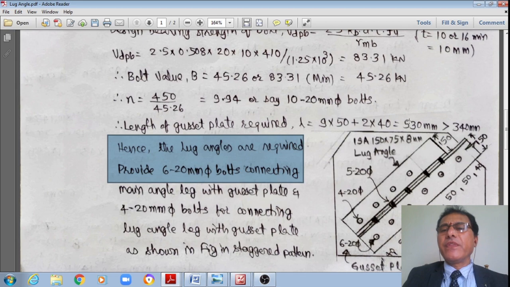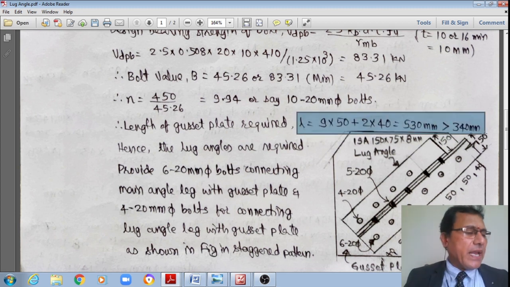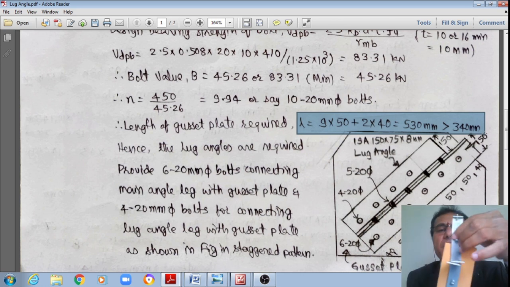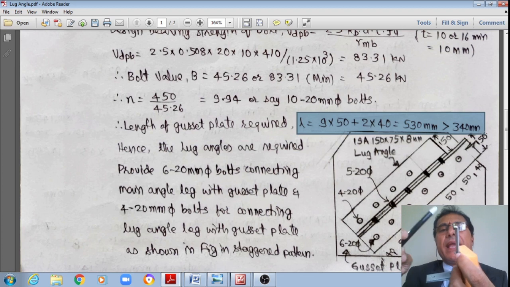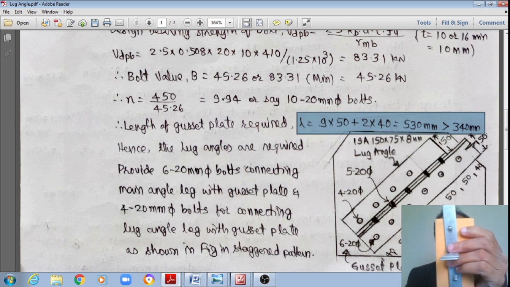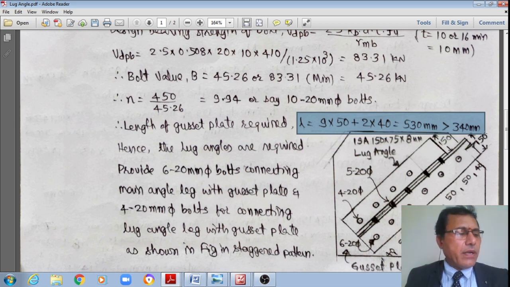Otherwise, if there is no such restriction, let us say this value is equal to 330, which is less than 340, then you need not provide a lug angle. There is no requirement of a lug angle in such a case. However, there is a requirement of the lug angle now. The lug angle must be provided because there is a restriction. 530 is greater than 340. It is not acceptable. Therefore, I need to design this lug angle.